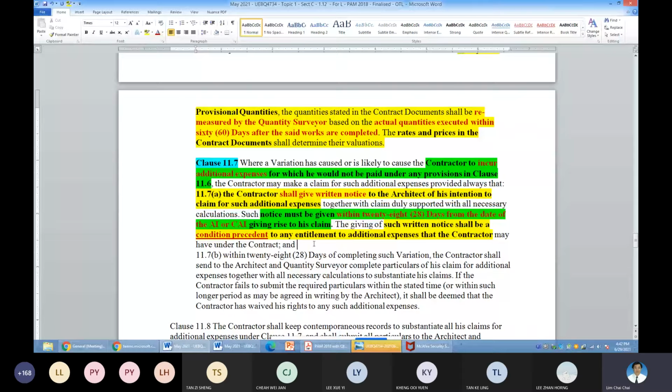The Limitation Act 1953, which is one of the tutorial questions. You read it up, then you know already. Normal contract, 6 years. Special contract, 12 years. Tort, 6 years, and so on. So this is something for you to be very, very careful about. Okay, that is 11.7.